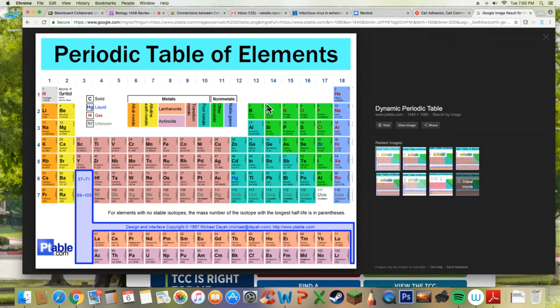I want you to notice a few things about carbon. It has a little 6 at the top of the box, and at the bottom it says 12.0107, and it has a symbol with a capital C. We're going to talk about what each of those numbers means.